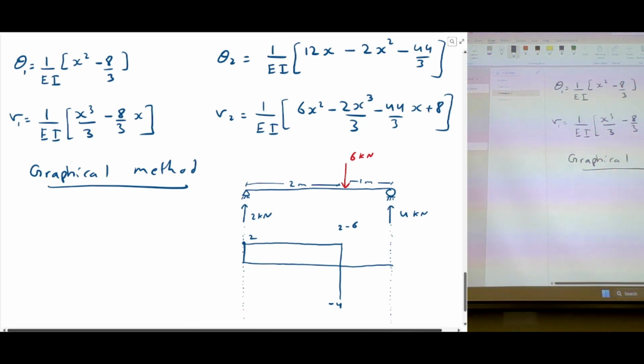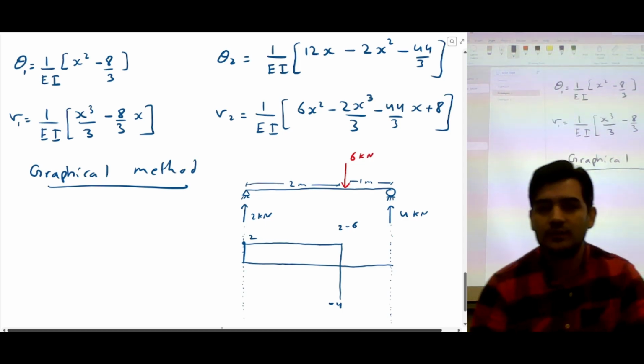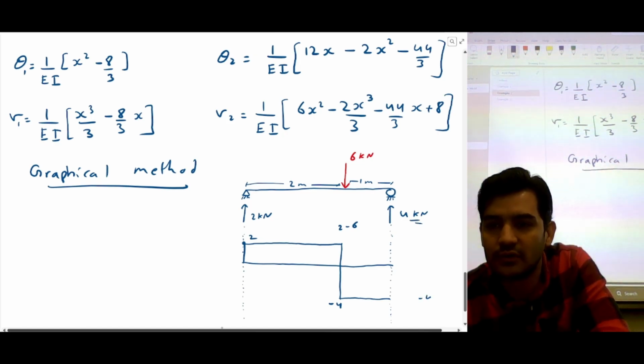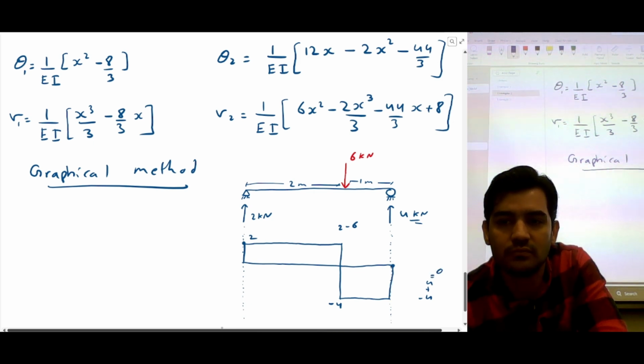And then you have no loads, so you're going to go straight, and then you have 4 kilonewton force upward, so you're going to go 4 up from here. So this is straight, and then you have 4, right? So negative 4 plus 4 is going to be 0, so you go back to 0.